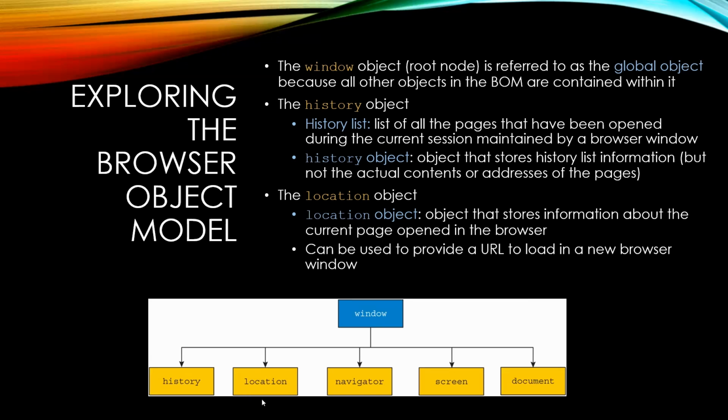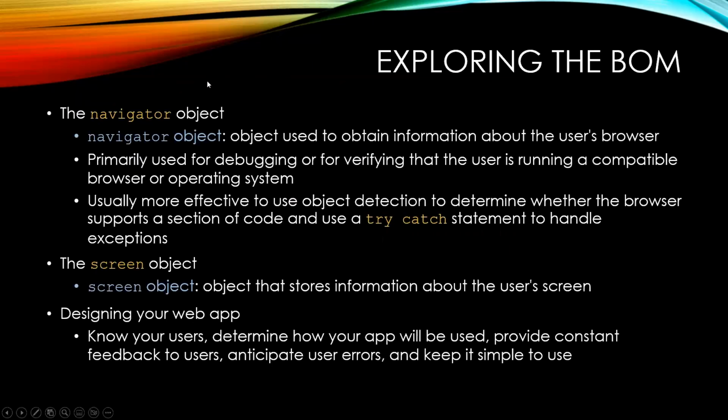We have a location object that is going to store information about the current page, and we can use it to provide a URL if we're going to say new browser window. We have a navigator object, and that's going to have all of the information about the user's browser. Usually that's the debugging and things like that for the programmers. We do have a screen object that is going to store information about your user's screen, so size, resolution, etc.